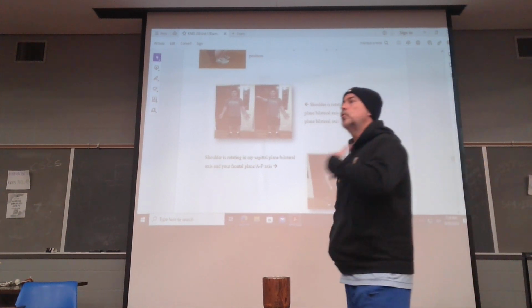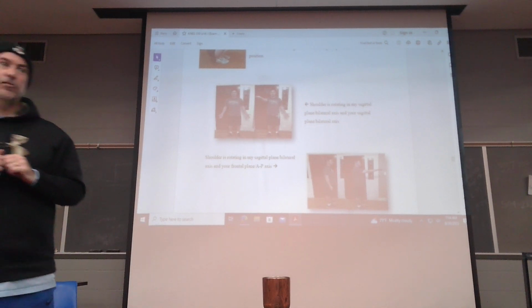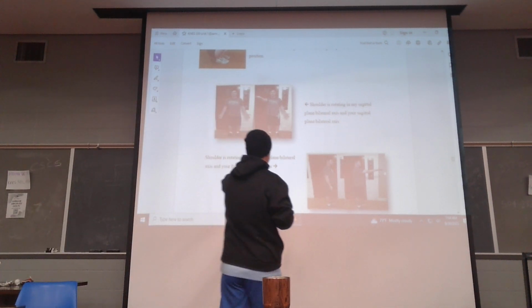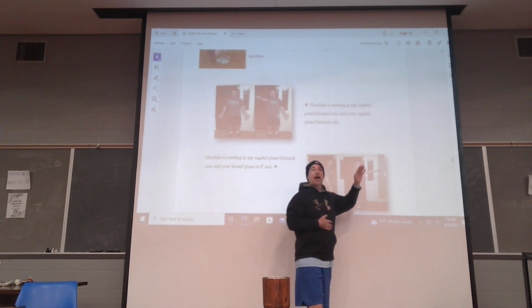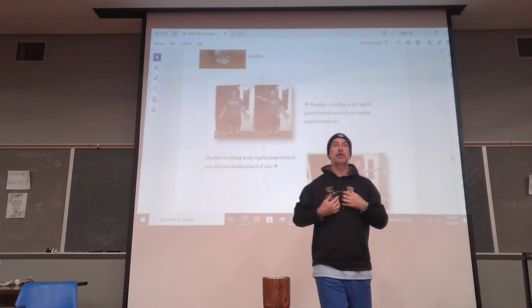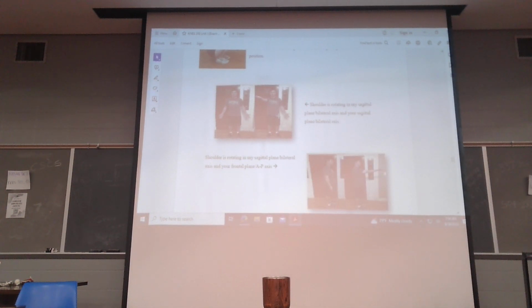So how do we infer motion? Well, with a before and after picture, it's pretty simple. Where am I at? Where did I go? How did I have to move to get there? That's basic physics. That's change in position. That's displacement.